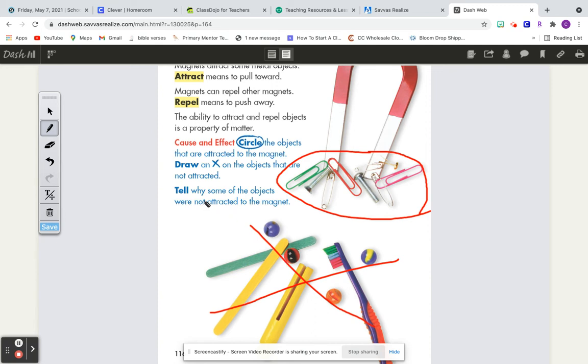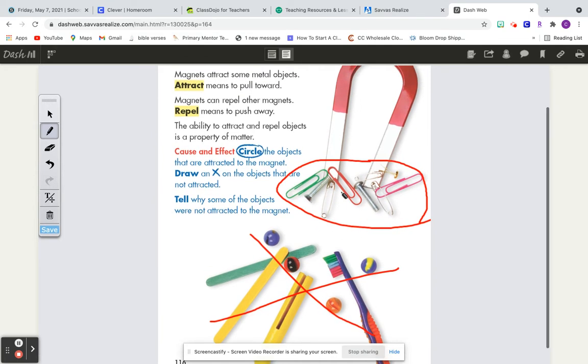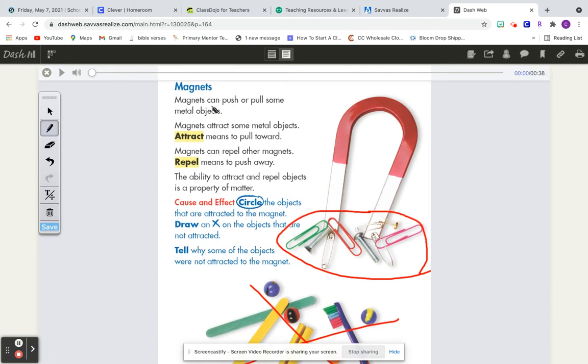And the second question says, why do some of the objects not attract to the magnet? Well, if you notice, all of these objects are made out of wood or plastic. None of these are made out of metal. And remember, it says that magnets can push or pull some metal objects.